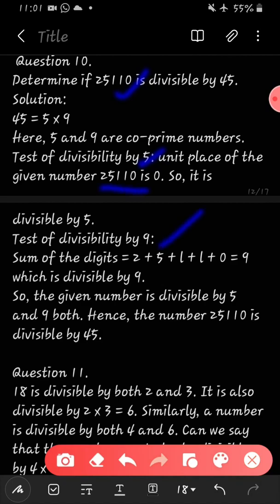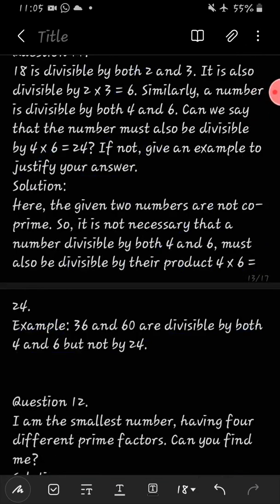Now what is the divisibility rule of 9? If you add all the digits of 25,110, the answer we get should be divisible by 9. The answer we get is directly 9. So 9 is divisible by 9. That is why we can say that the given number is divisible by 5 and 9 both. Hence the number 25,110 is also divisible by 45. Okay.